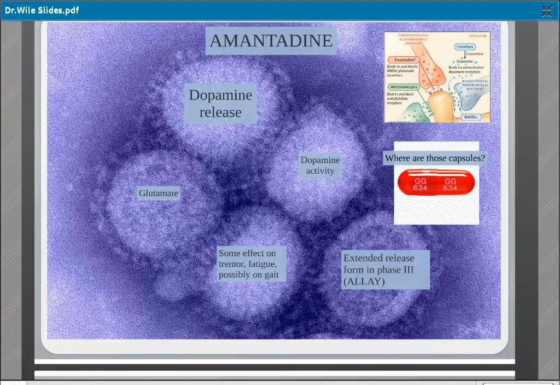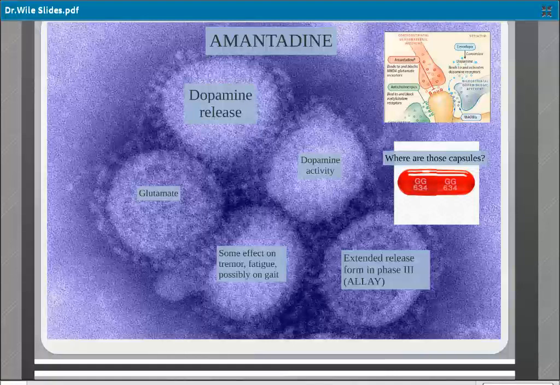Amantadine, so where are those capsules of amantadine? We can't get these capsules anymore. It's a medicine that was actually an antiviral medicine. It has effects on dopamine in that little synapse in the basal ganglia, and it has effects on other brain chemicals, so glutamate. The symptoms that it helps are, it sometimes helps with fatigue, tremor, and possibly walking. And it has been shown to reduce dyskinesia in many patients.